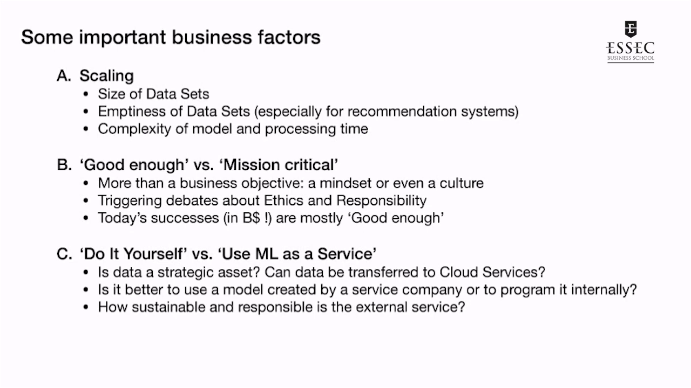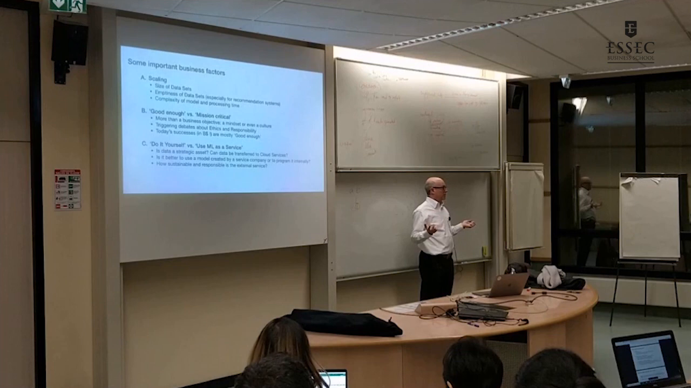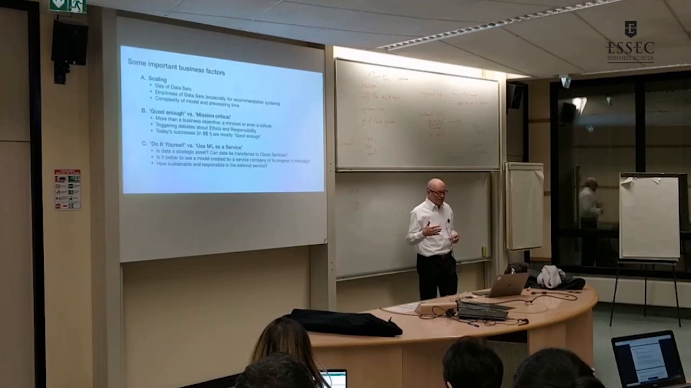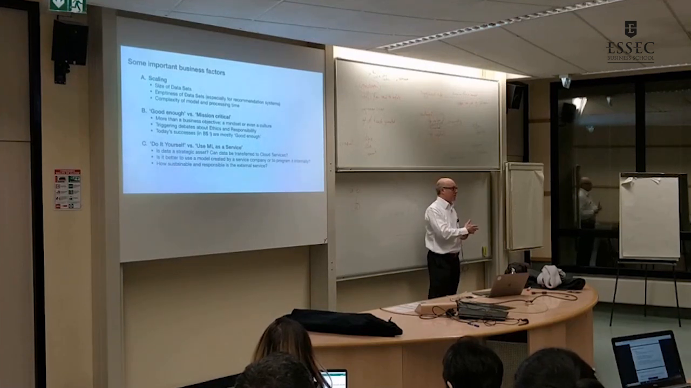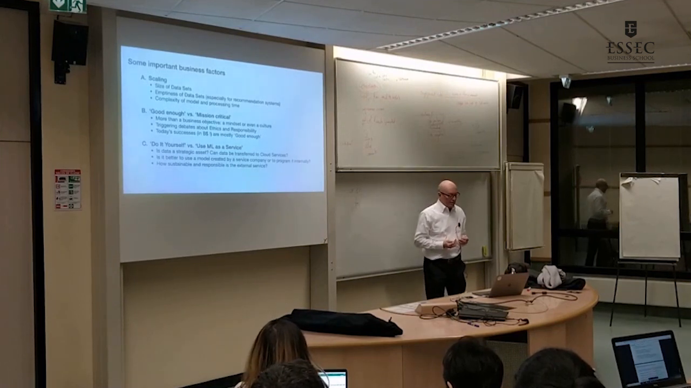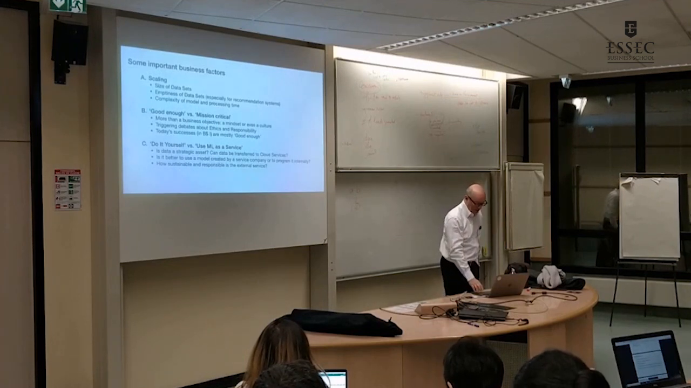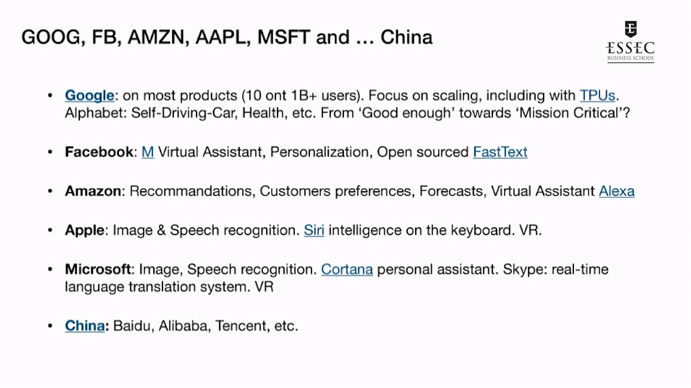The third factor is the do-it-yourself versus use machine learning or AI as a service. Is data a strategic asset for your company? Can data be transferred to any cloud service outside of your company? Are you allowed to do this? Can you do it? Do you want to do it? Is it better to use a model created by a service company or programming internally? Make versus buy. So these are very important decisions. And this is another business factor to keep in mind when looking at the business of AI.